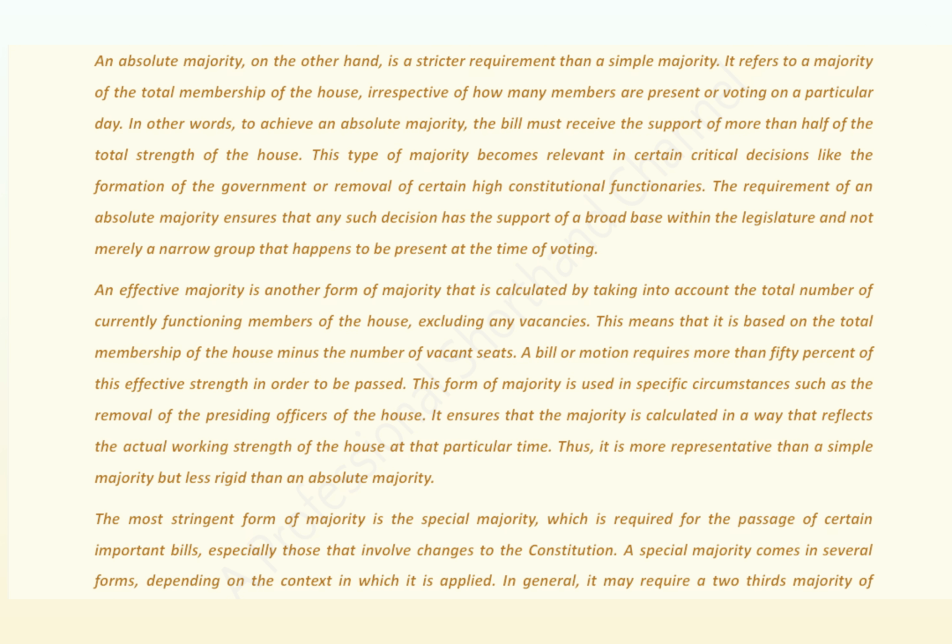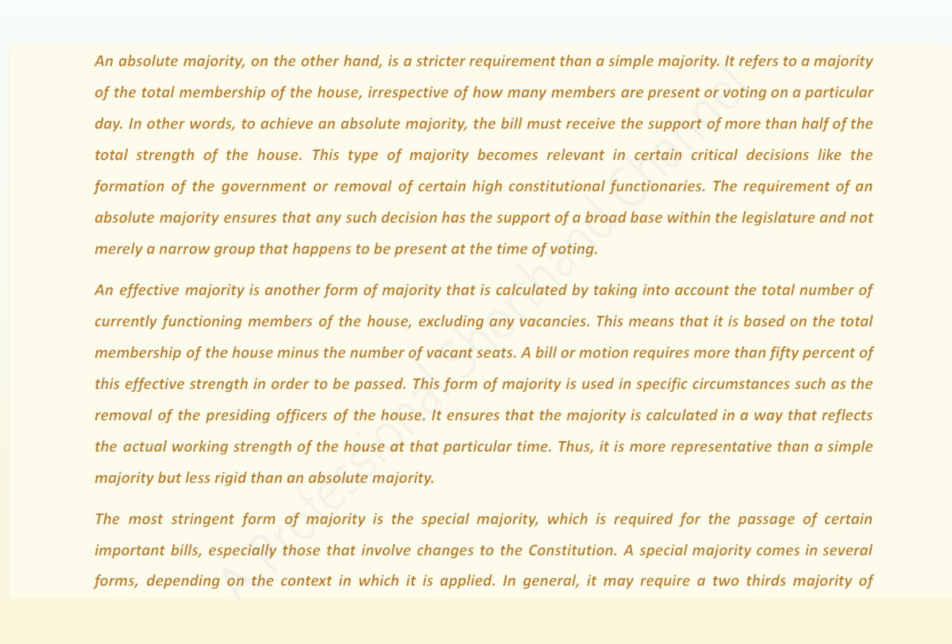An effective majority is another form of majority that is calculated by taking into account the total number of currently functioning members of the House, excluding any vacancies. This means that it is based on the total membership of the House minus the number of vacant seats. A bill or motion requires more than 50% of this effective strength in order to be passed.